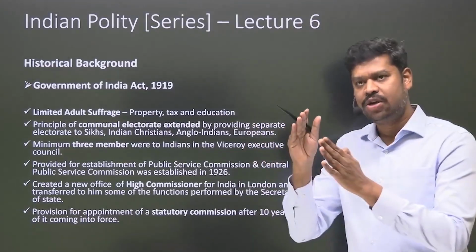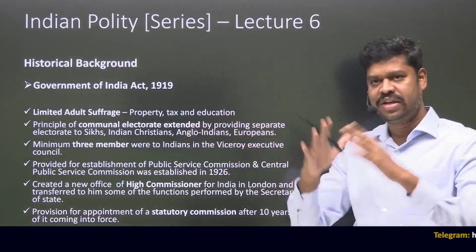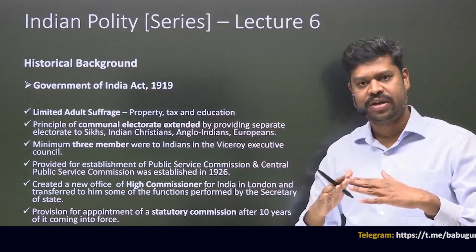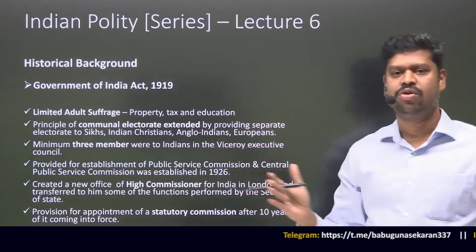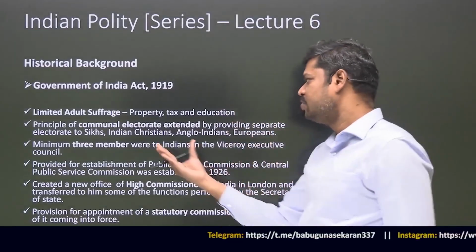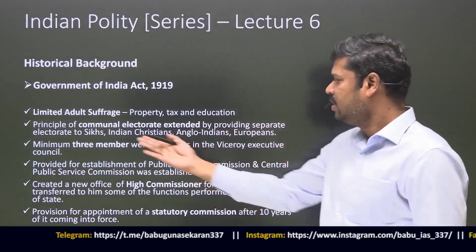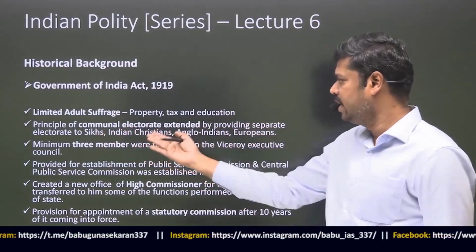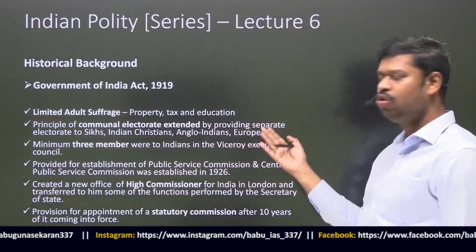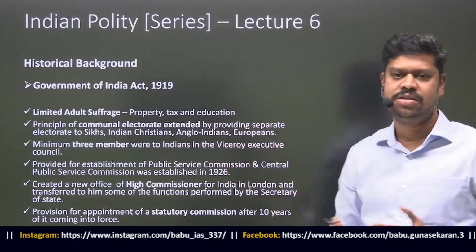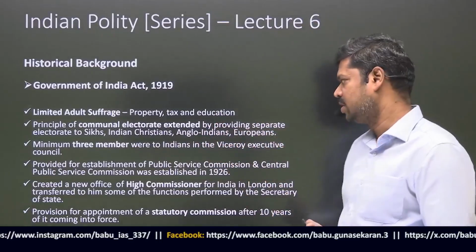However, that concept of communal electorate was further expanded. So the Britishers were expanding their concept of divide and rule, which was further extended to other communities as well. For example, they extended it to the Sikhs, Indian Christians, Anglo-Indians, Europeans. For all those people, the system of communal electorate was extended.